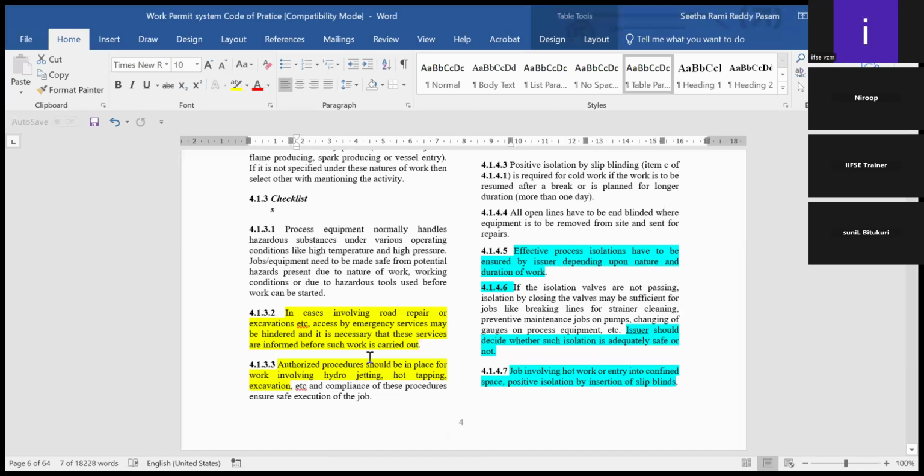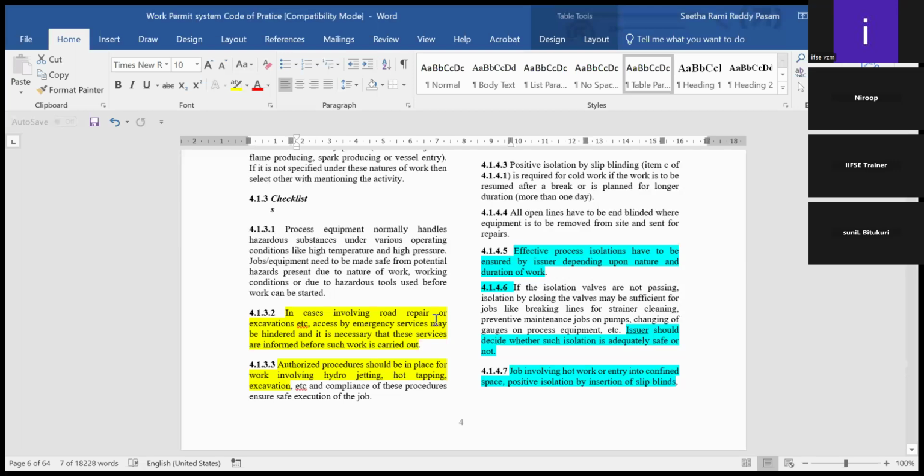Then following that, we have the checklist, with various checkpoints. Basically, process equipment normally handles hazardous substances under various operating conditions like high temperature and high pressure. Then job equipments, then potential hazardous presence, and sometimes it depends on the nature of the activity.